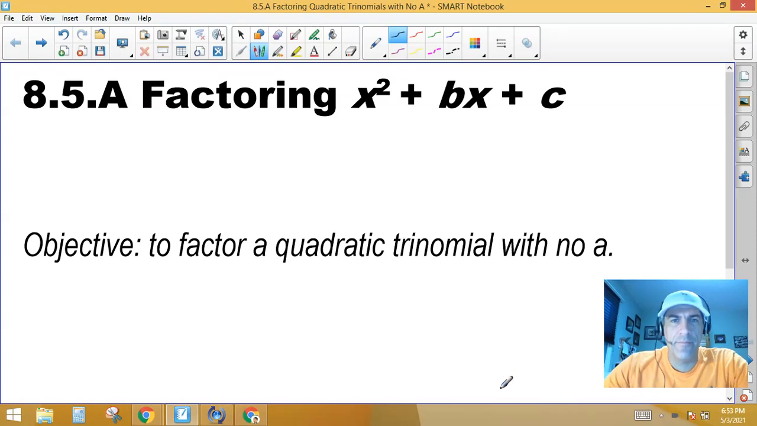Hey everyone, here we are, 8.5a, factoring x squared plus bx plus c, aka a quadratic trinomial with no a being the coefficient out in front, so a would be 1. Now factoring is pretty much the opposite of multiplying binomials. So we're going to be undoing what we just learned how to do. Our product when we multiplied two binomials was a trinomial. So now we're going to work with a trinomial and go backwards.